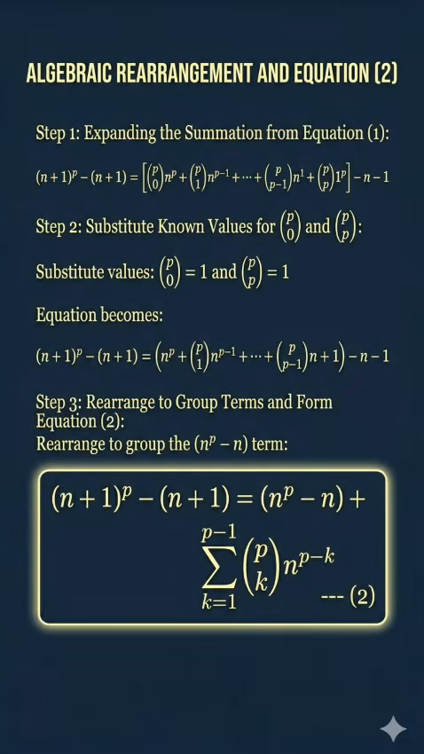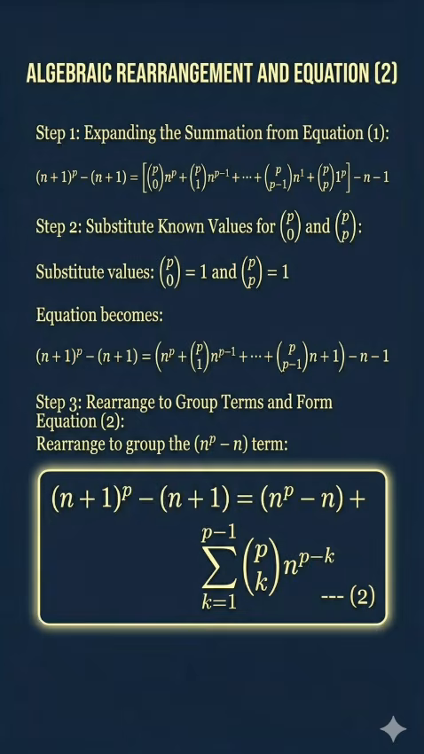We notice that the first and last terms of the binomial expansion are n raised to the power p and 1. When we subtract the final n plus 1 term, the positive and negative ones cancel out. We then rearrange the remaining pieces to isolate our original expression n raised to the power p minus n. This gives us equation 2, which allows our target expression to equal n raised to the power p minus n, plus a series of intermediate binomial terms.